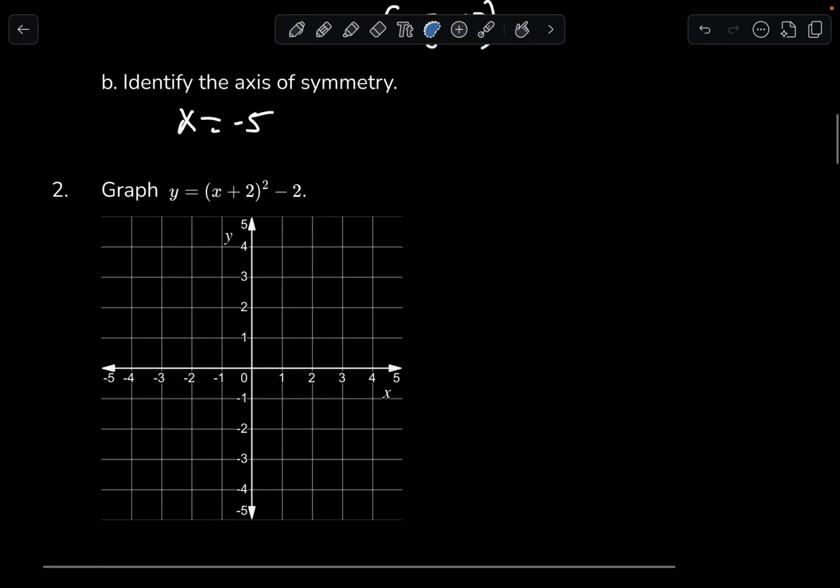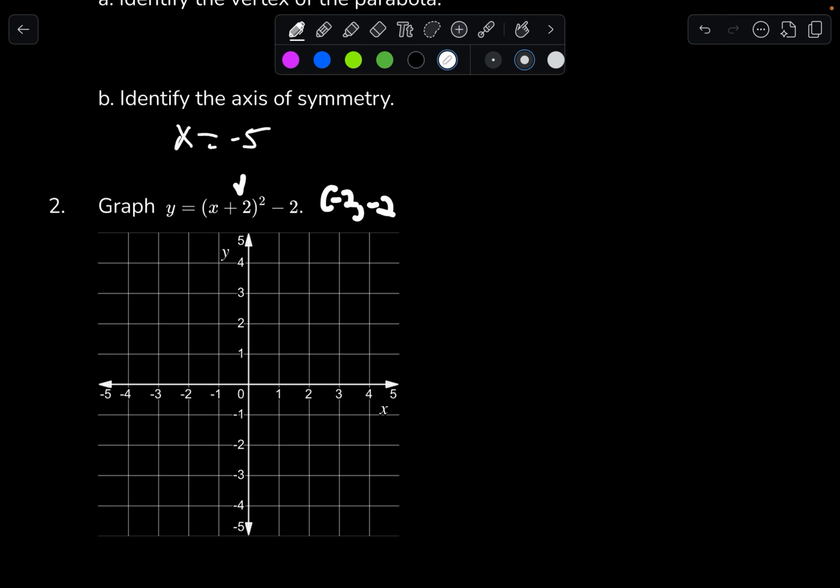Second question is to graph this equation in vertex form. All right, looking at this, you know where the vertex is. The vertex is going to be at negative 2, comma, negative 2. Remember, your x's are liars, so that's the x value of the vertex, and this is the y value. So the vertex for this is negative 2, which is right there.